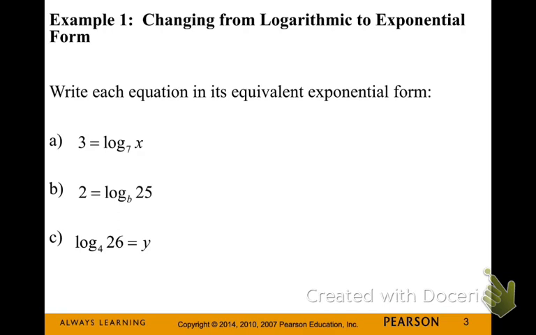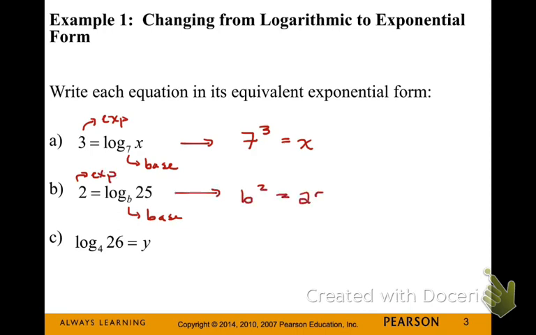So let's just practice going in between the two forms, exponential to logarithmic. What we want to make sure that we always do is ask ourselves the question, what's the base and what's the exponent? Well, if you look at the first one here, the base is 7, and the exponent here is 3. So this would be written in exponential form, 7 to the third power equals x. Similarly, on the next one, our base here is b, and since we're equal to 2, that's our exponent. So in exponential form, b squared equals 25.